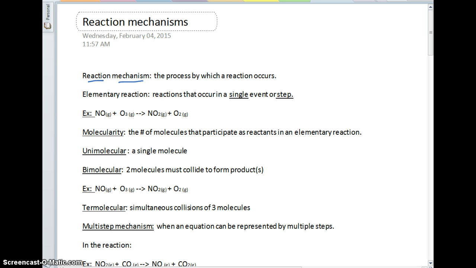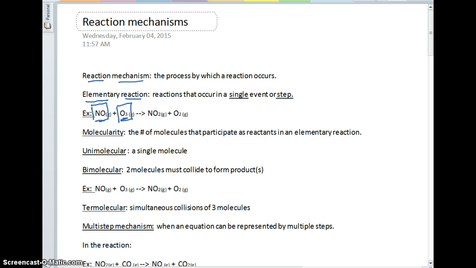So sometimes we can have elementary reactions, and these are reactions that occur in a single step or a single event. Here's a great example of an elementary reaction. We have NO gas reacting with O3 gas, and we're producing NO2 gas plus O2 gas. If the NO right here collides with enough kinetic energy with the O3 in the right orientation, then we're going to produce NO2 and O2 gas. But sometimes that does not occur that way, and we'll get to that in a few minutes here.